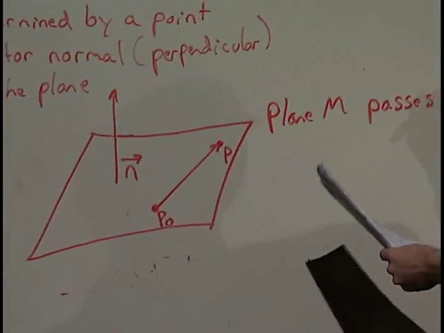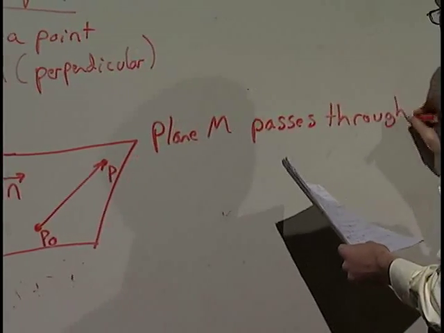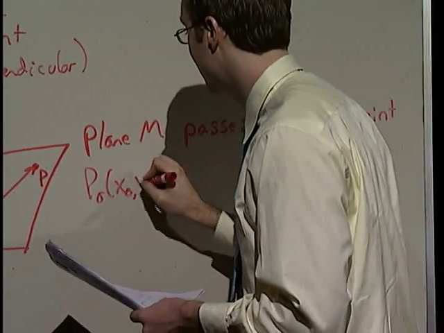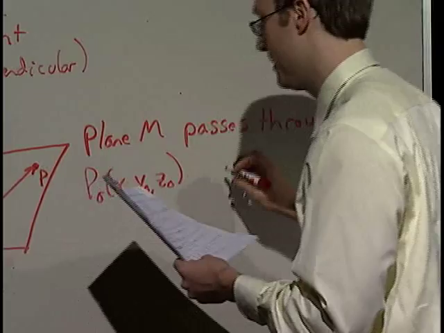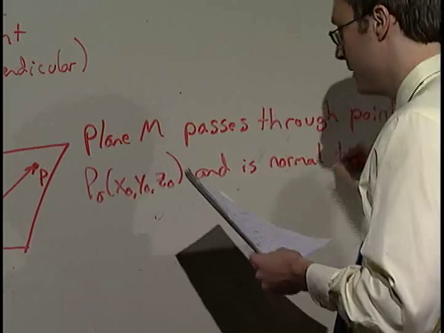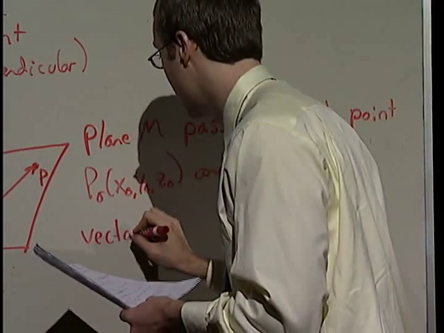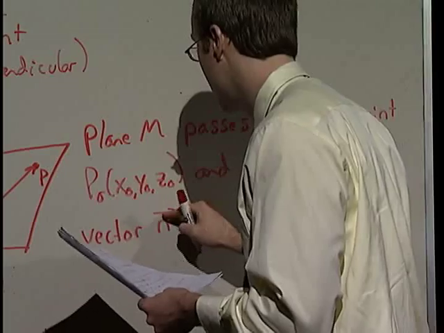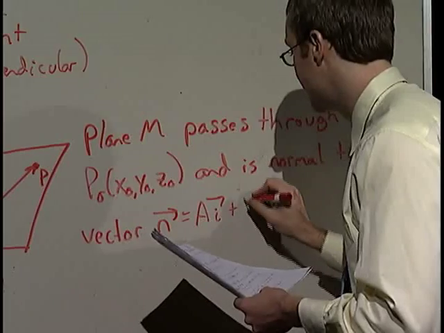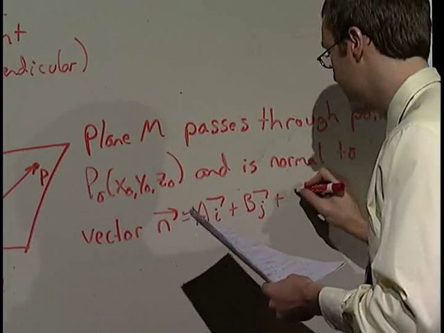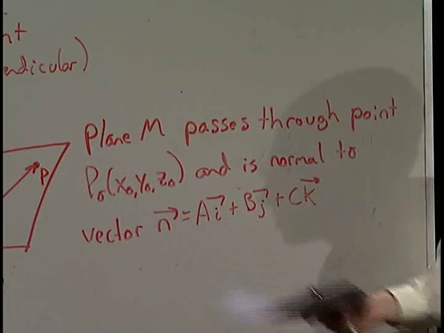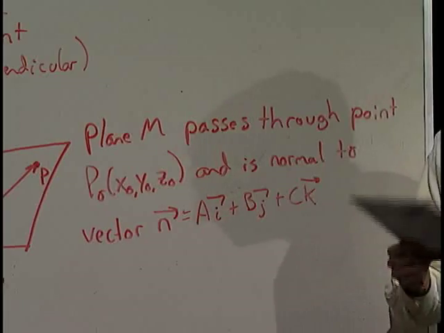passes through point P naught, and again, we'll give it some coordinates, x naught, y naught, z naught, and is normal to vector n equals ai plus bj plus ck. And I'm not specifying that the normal vector has to be a unit normal. Doesn't make a difference, really. Any normal vector will do.